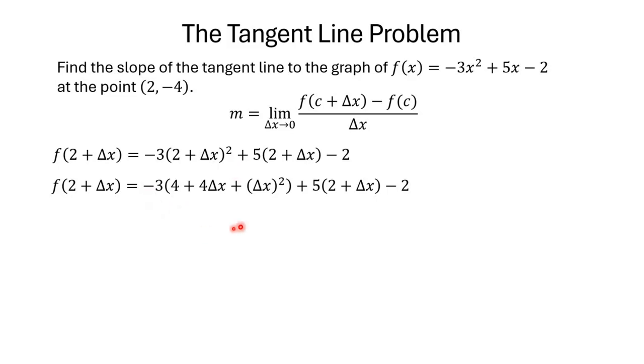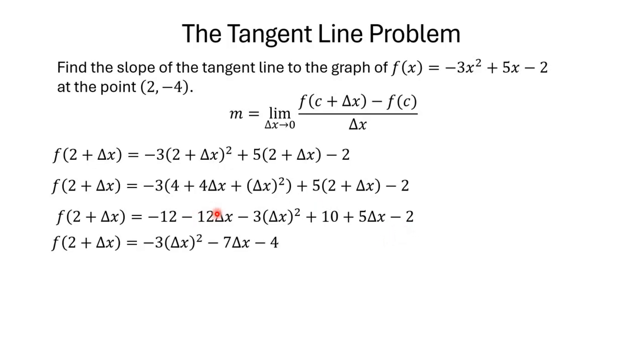Now I'm going to distribute the negative 3 and the 5. When I distribute the negative 3, I get negative 12 minus 12 delta x minus 3 delta x squared. When I distribute the 5, I get 5 times 2 is 10, and 5 times delta x is 5 delta x. Combining like terms: negative 12 plus 10 is negative 2, minus 2 gives me negative 4. Negative 12 delta x plus 5 delta x gives me negative 7 delta x. And there's the negative 3 delta x squared right there. So this expression is f of 2 plus delta x.